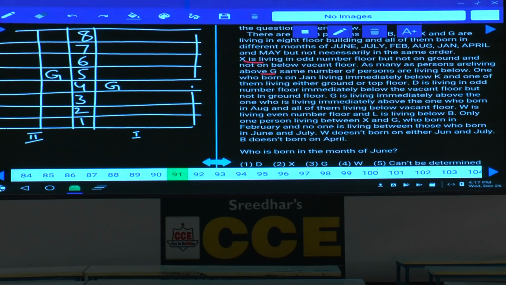Then, the one who was born in January is living immediately below K, and one of them is living either on the ground floor or on the top floor. K is here, and the person who was born in January is living immediately below this K. Now this K and January can be either on the 2nd and the 1st floor or the 8th and the 7th floor. Either the person born in January is on the 1st floor or K is on the 8th floor, isn't it?